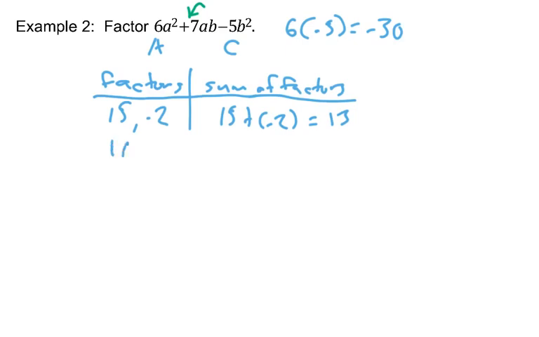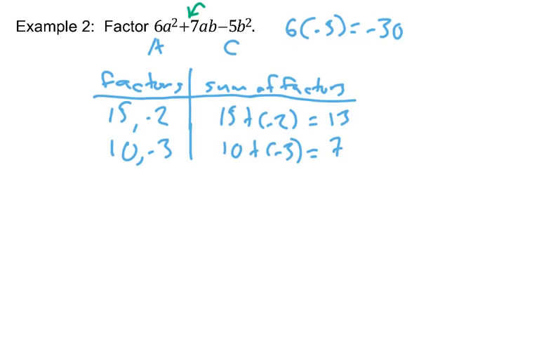It turns out the one that works would be if you choose a 10 and a negative 3. And again, if you have that in the other order, it doesn't matter. 10 plus negative 3 is 7. That's what you want. So what do you do with these numbers? Well, you use them to split the middle term and create, from the 3-term polynomial, a 4-term polynomial.